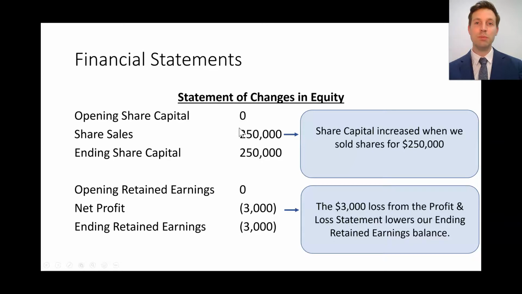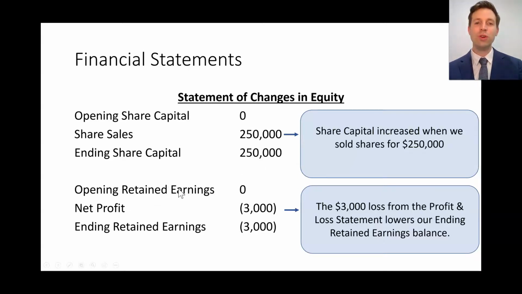At the start of the year, the business had no equity. It didn't exist. Then during the year, our first transaction was we raised $250,000 of equity by selling shares. So we had a share sale of $250,000. Then finally, we calculate our ending balance: 0 starting balance, plus $250,000 of share sales gives us an ending balance of $250,000 in share capital.